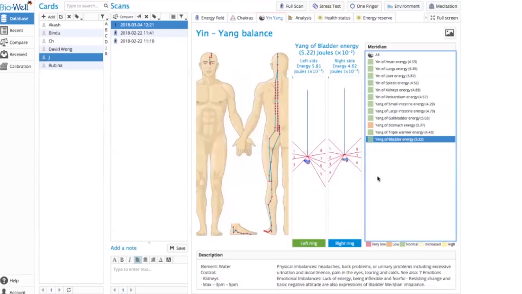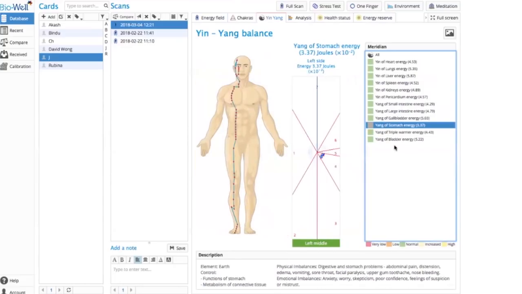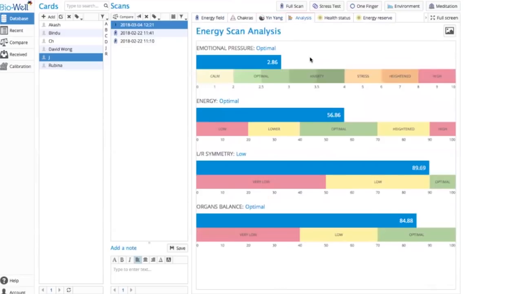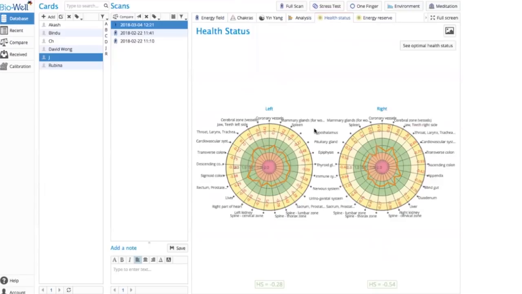It'll show you normal is green, and when it's a little bit low, it's orange. So now my stomach energy is a little bit low. It shows you an analysis of the emotional pressure, whether you're stressed out or calm. Right now I'm here, which is pretty normal. And your energy level is optimal, almost perfect. Left and right symmetry is not optimal, but close. And the organs balance is optimal. It also associates your health status.